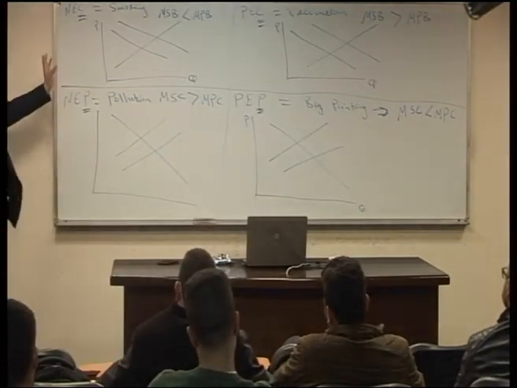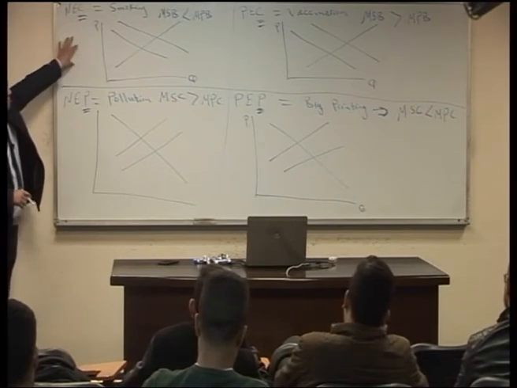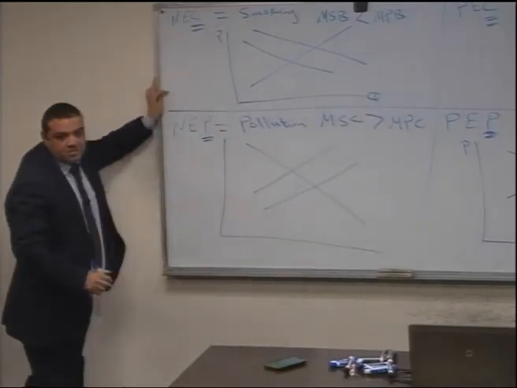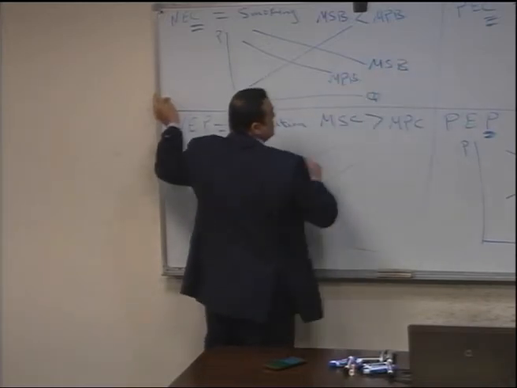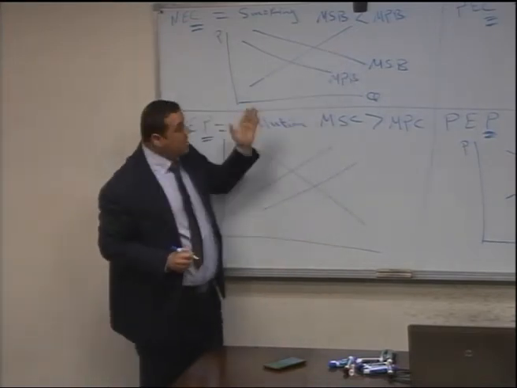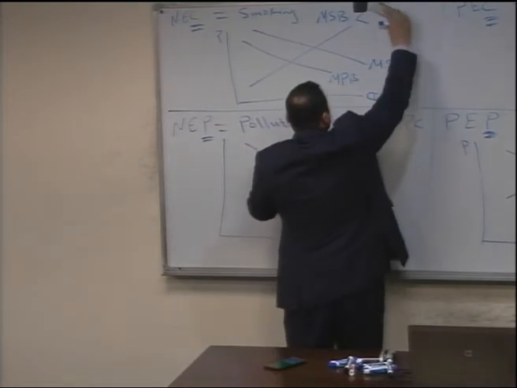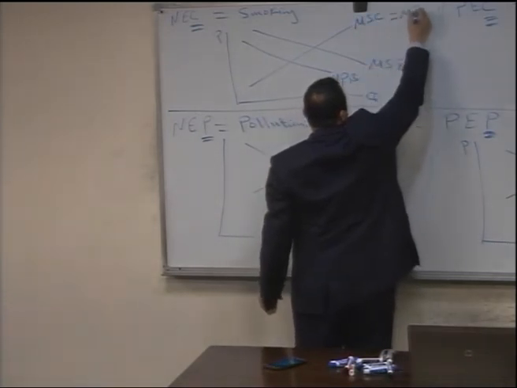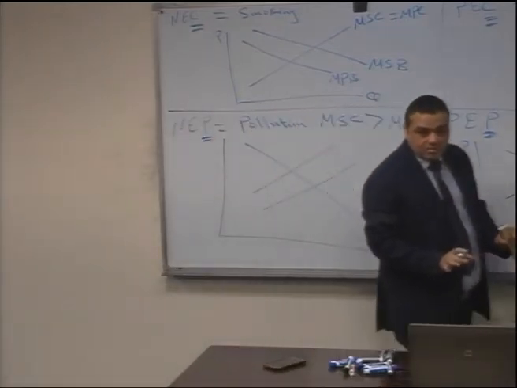Let's analyze these curves and name them. In this graph, what do you see? The marginal social benefits is bigger than the marginal private benefits. So here's the marginal social benefits, and here's the marginal private benefits. The marginal social benefits is greater than the marginal private benefits. And this supply curve will represent both the marginal social cost and the marginal private cost, because supply represents cost.